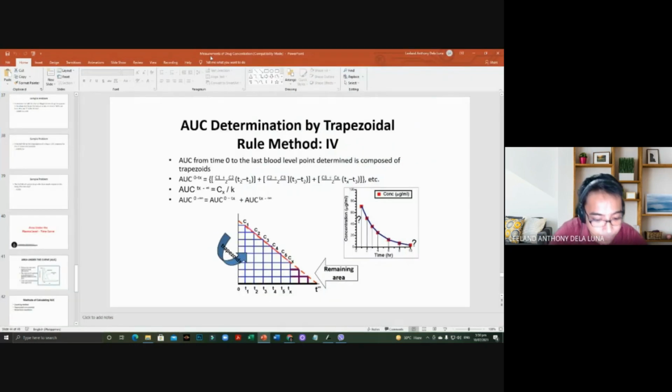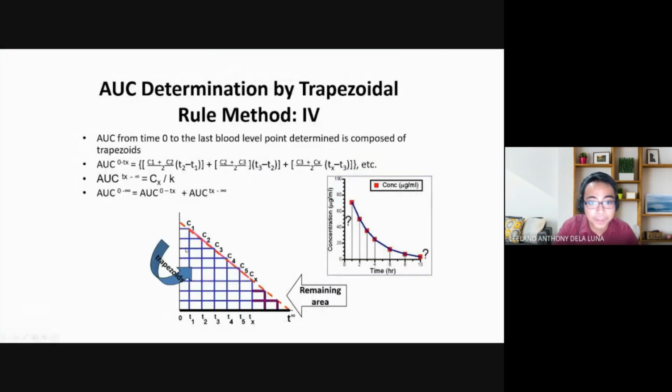Okay? So are we clear, class? In this case, this is the area of one trapezoid. This can be area 1, this is area 2, this is area 3. Then what do I do? I just add up the results. And that's measuring, class, the AUC from 0 time to Tx. In this example, that's from 0 up to the 10th hour.